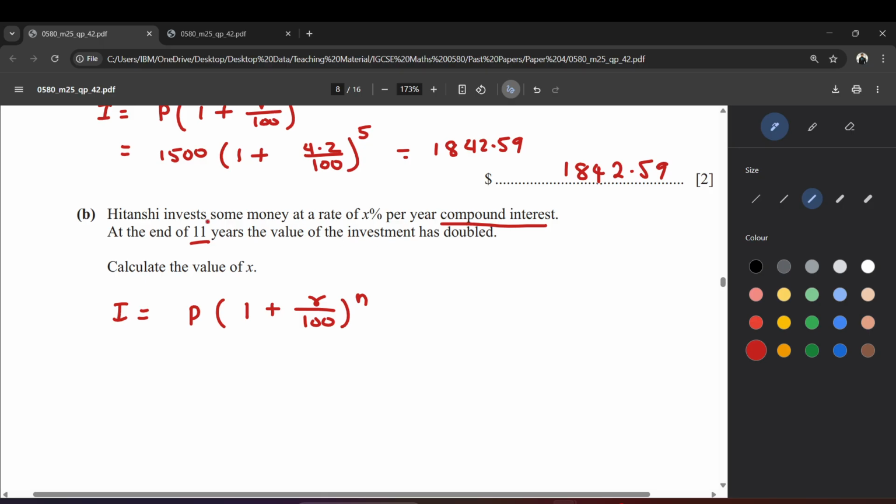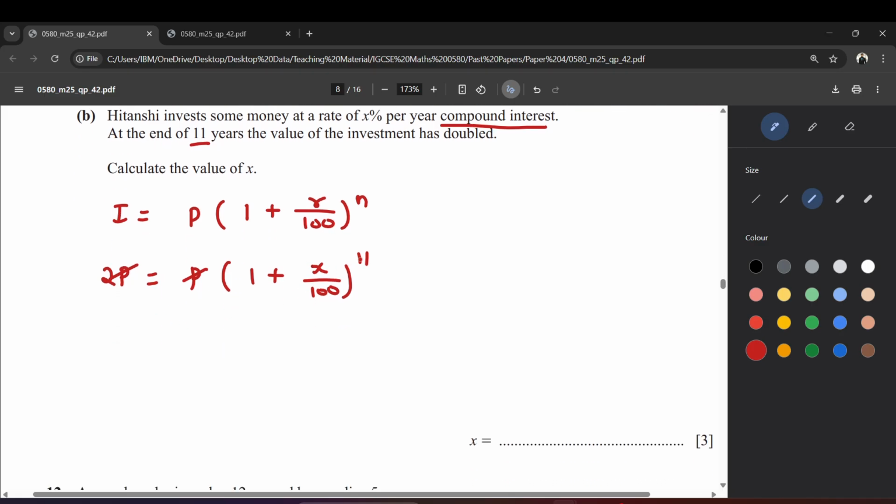But what we do know is that if he has invested P, then your value at the end should be double of P, so that will be 2P, right? And that'll be just P times (1 plus R), where R is what we need to find, so that becomes x, because that is x% over 100, and n is 11. Now from here what we can do is this P cancels with this P. So that's why it becomes irrelevant whatever the value of P is.